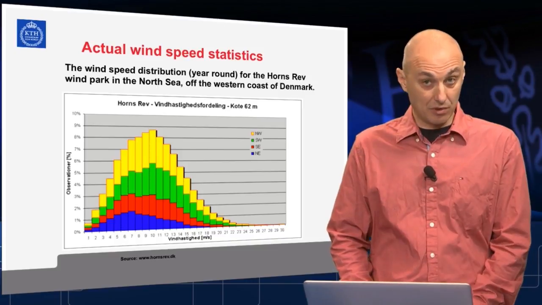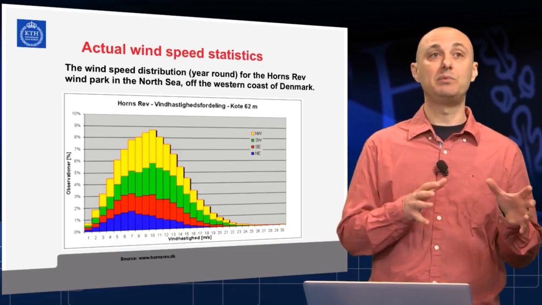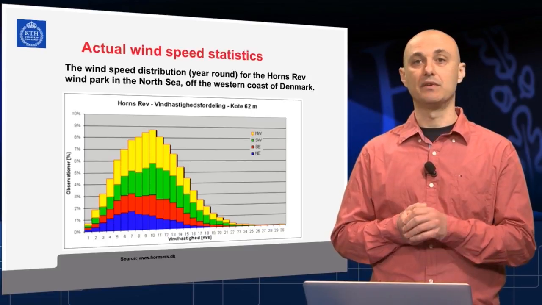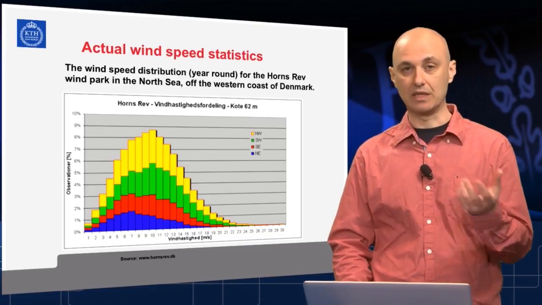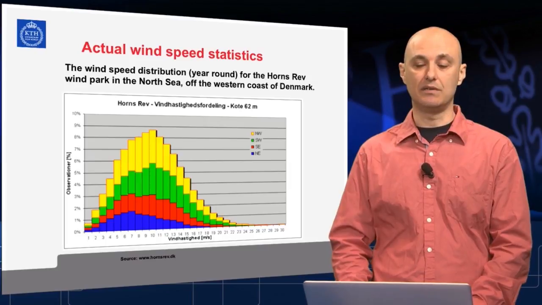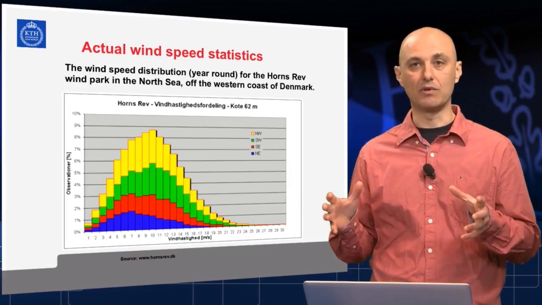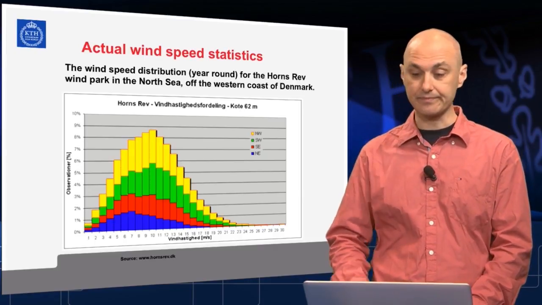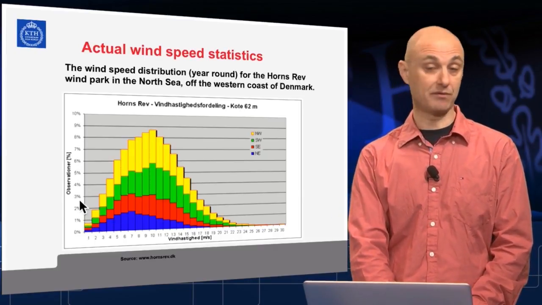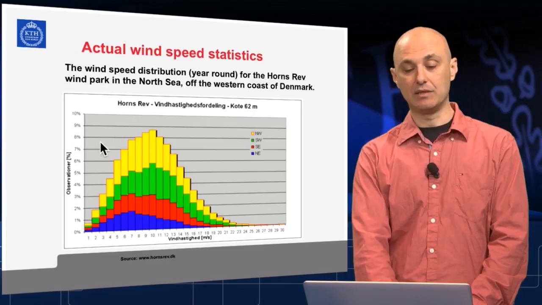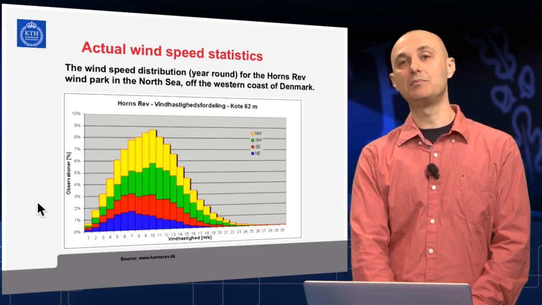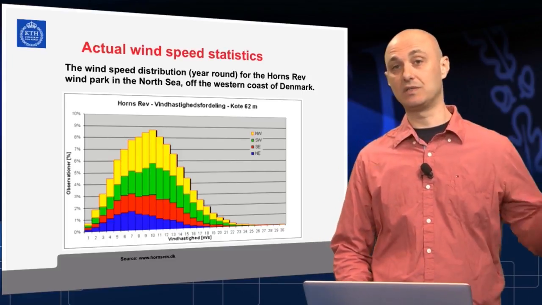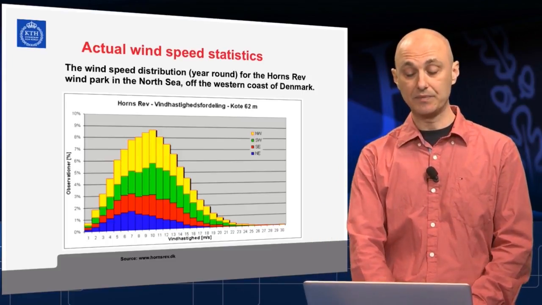How the wind actually blows and how the wind speeds are distributed around the year, in terms of how often a certain wind speed occurs, is of course very important for the overall capacity factor, or the overall productivity of the machine. And this is just one example, again, from the real world. It is an actual measurement of the wind speeds in the offshore wind park Horns Rev on the western side of Denmark in the North Sea.